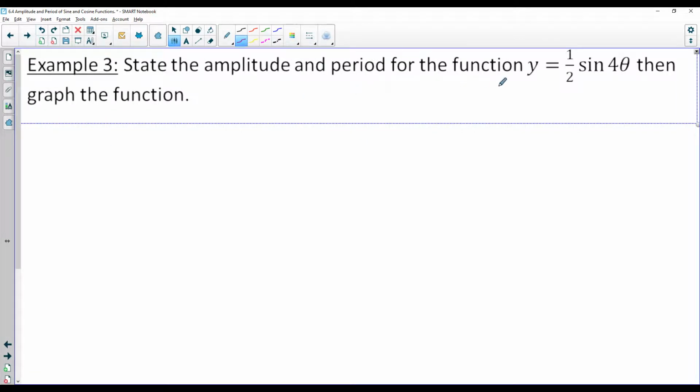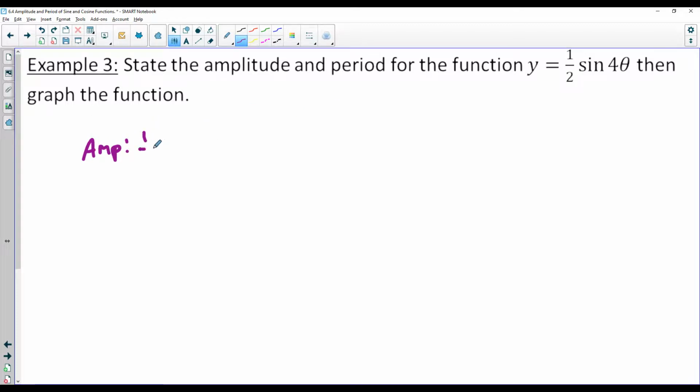So state the amplitude and period for the function y equals 1/2 sine of 4 theta, then graph it. So the amplitude is 1/2, and that's just the a that's straight out front of here. And then we have the period. Period is going to be 2 pi divided by k, which is 2 pi. K here is 4. So really what we have is pi halves.